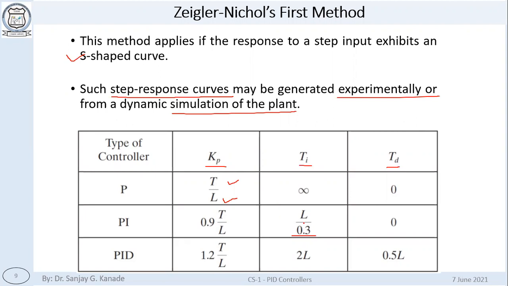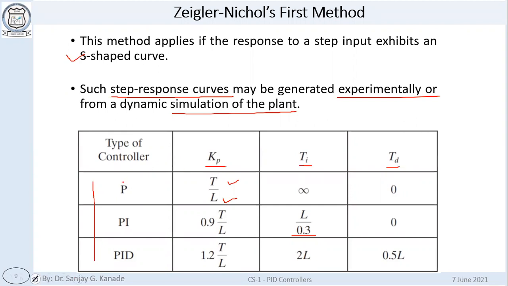Also, the values depend on the type of controller that you are using. As I said, the most commonly used controllers are P, PI, and PID. These are the three most widely used controller configurations, and for these three, these parameters are given.